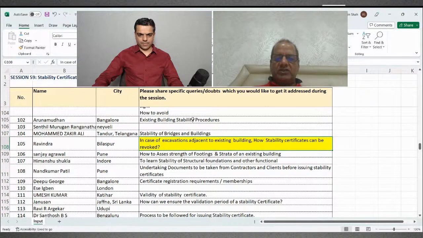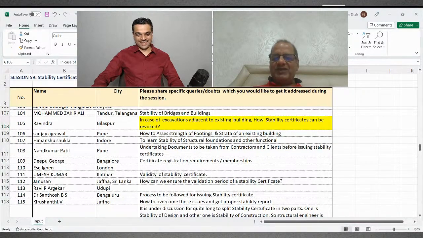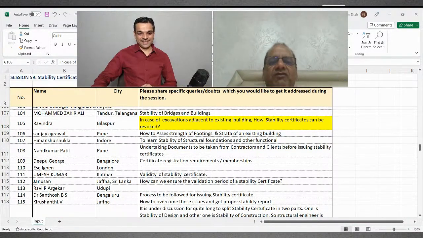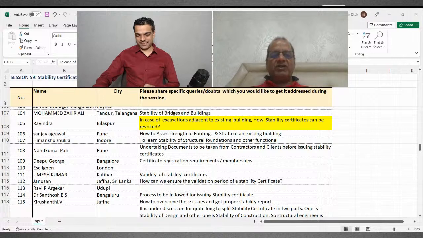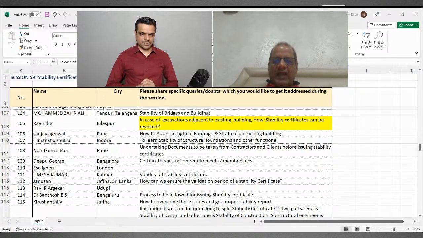In case of excavations adjacent to an existing building, how can the stability certificate be revoked? Stability certificate of which building? Existing, I think you are asking. You need not revoke. Today morning I visited a site of this case. A residential building, ground plus 2, 40 years old, and on the adjoining plot a builder floor construction was started. The builder constructed a basement, ground plus 4 floors, 6 floors, and the adjoining building developed cracks, and one central column, one of the main columns, burst and buckled.